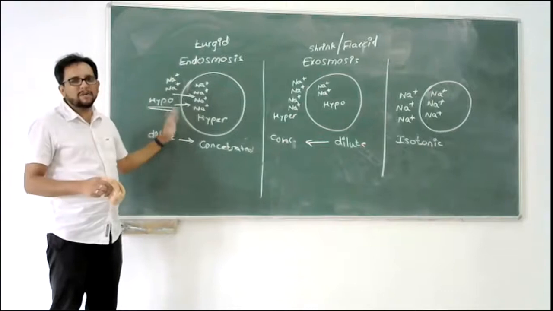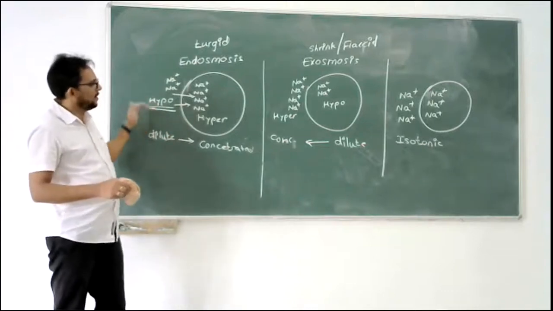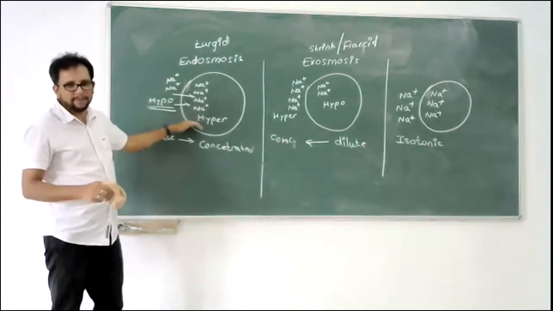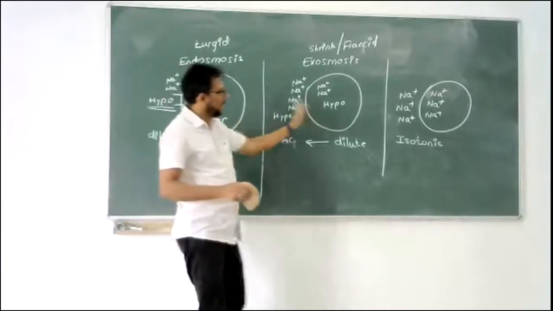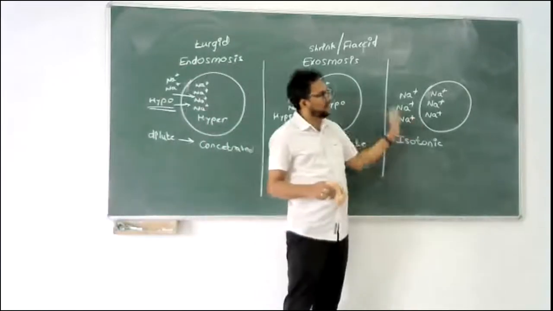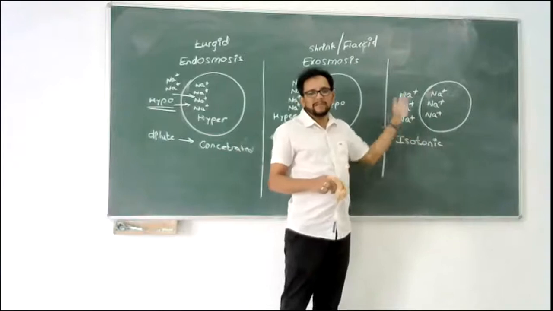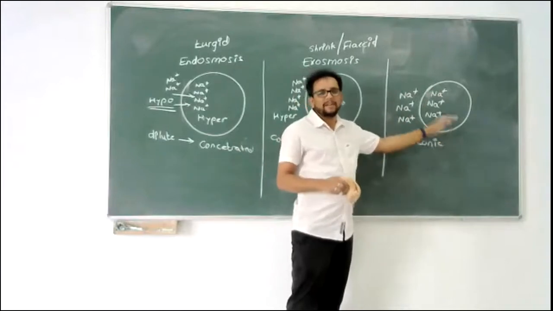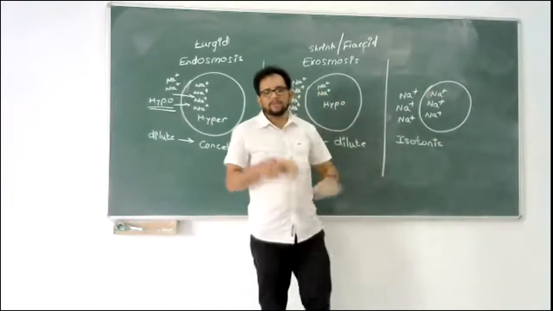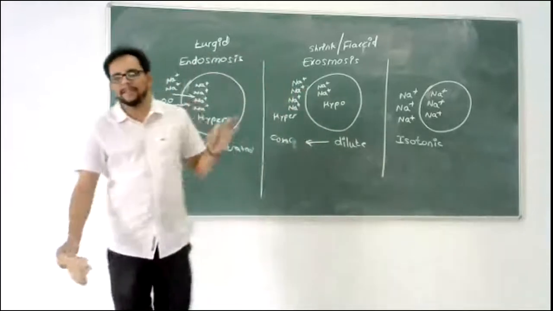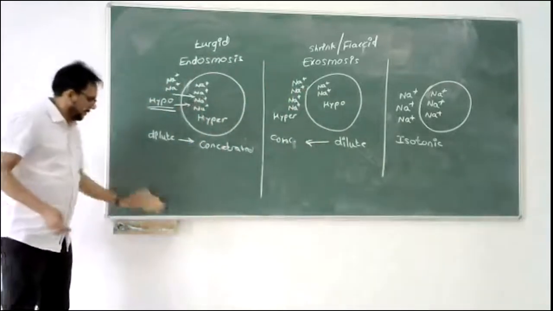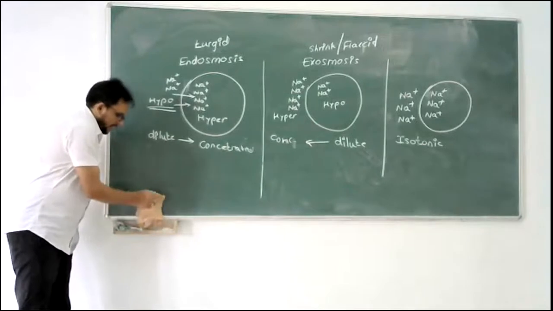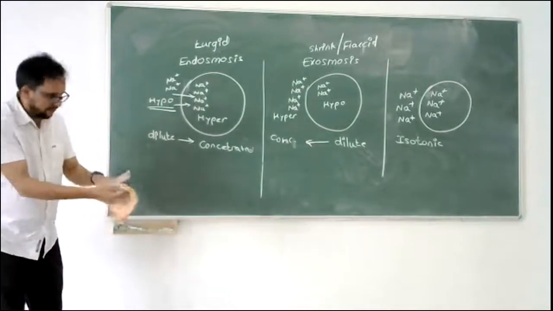So the net movement of water is higher here towards the inside. In this case, it is outside. In this case, there is zero movement because the same amount of water is going inside and the same amount is coming outside. So there is zero net movement. Okay. Any question? Anyone else?